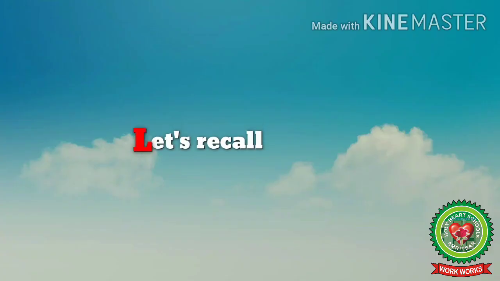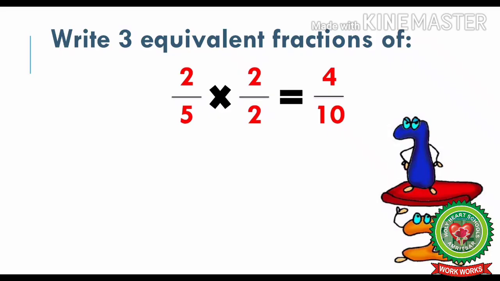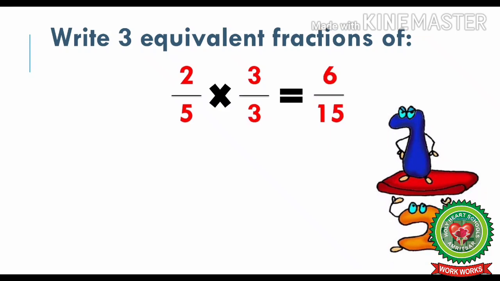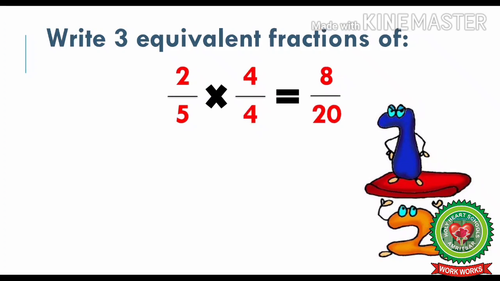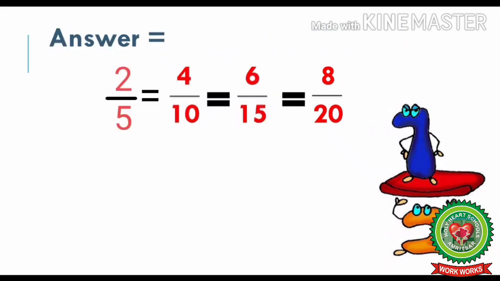So let's recall what we have learned today. First of all, we have learned how to write the 3 equivalent fractions of any given fraction. For that, we must multiply the fraction with the same number. That is, first 2 upon 2, then we will multiply it with 3 upon 3, then we will multiply it with 4 upon 4. In this way, we will get the 3 equivalent fractions.